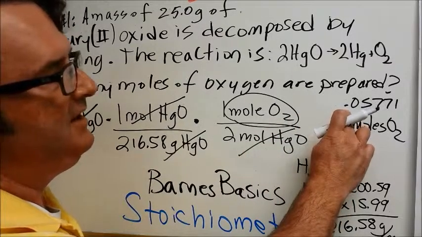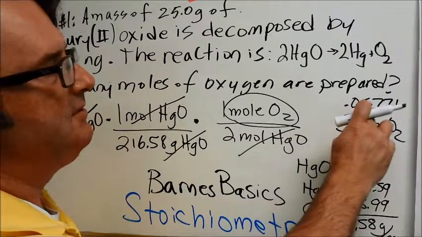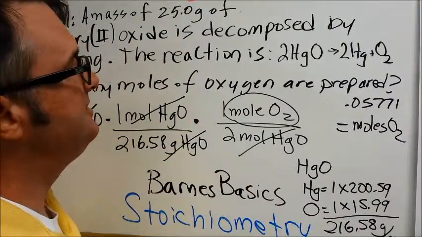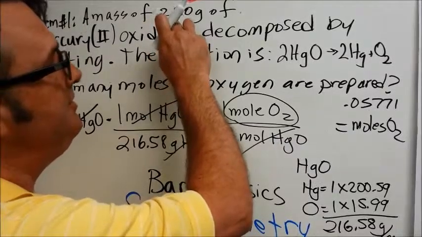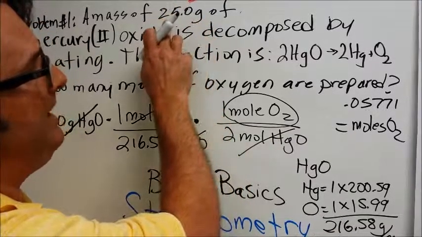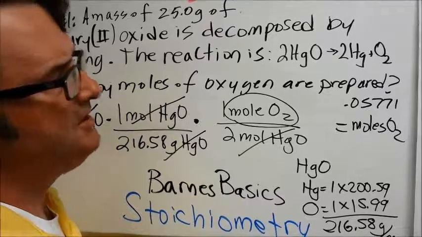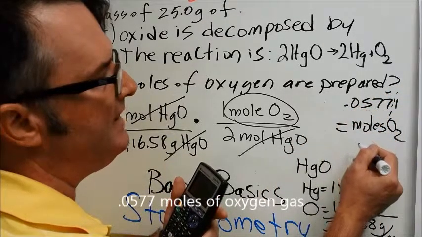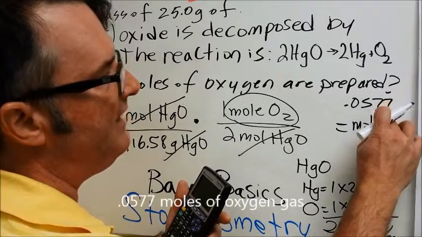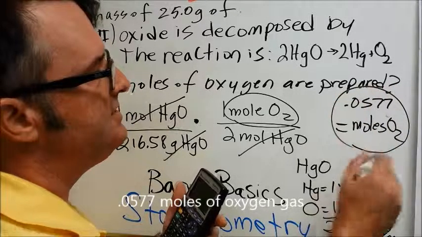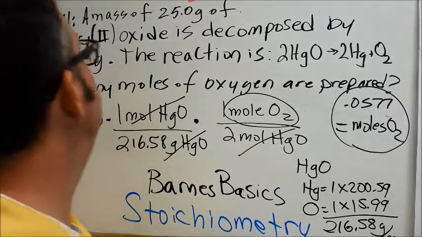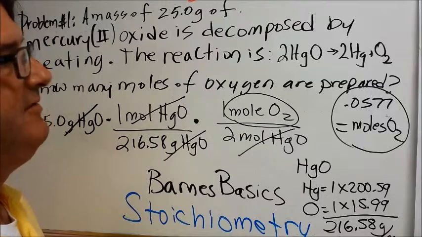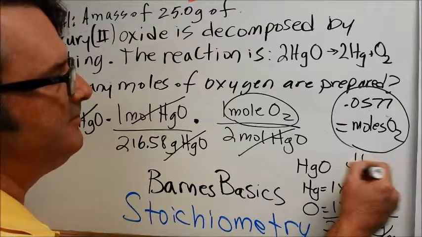Now let's talk about this. Remember that in sig figs, leading zeros are not significant, so only these numbers are significant. The original number 25.0 has 3 sig figs. It has 2 non-zero digits and a 0 trailing behind a decimal to the right of a non-zero digit. So we're going to cut this off right here, and we're going to report the answer as 0.0577 moles of oxygen. How many moles of oxygen are prepared? 0.0577 moles of oxygen. Very good. Marvelous.